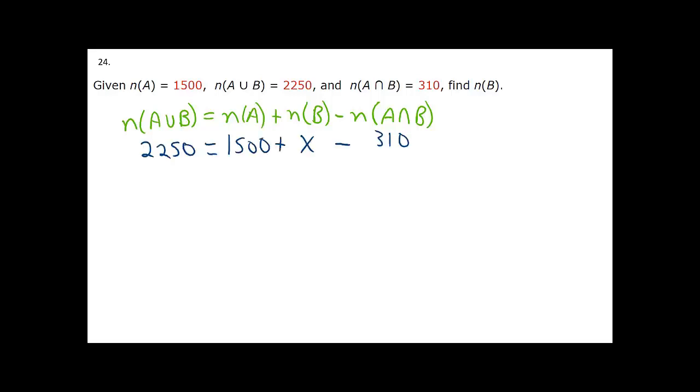And if you look at it that way, they give you all but one of the numbers. They tell you that the union number is 2250, the number in A is 1500, and the number in the intersection is 310. The only thing they don't tell you is how many is in the set B, which is what you want. So on the right, you can just take 1500 minus 310 and get 1190, and then subtract 1190 from both sides, and you'll find out that the unknown value, which is what you wanted, is 1060.